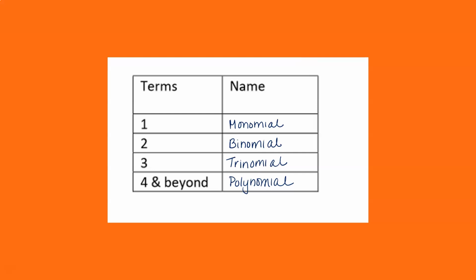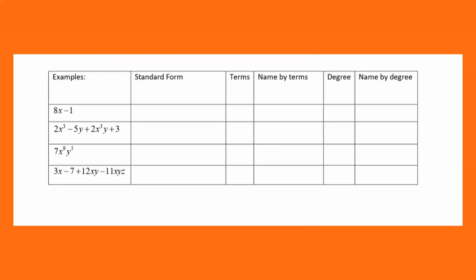All right, so we've got another chart to fill in. In standard form, we're going to list 8x minus 1 by degrees. So this is a degree of 1, and this is a degree of 0. It has 2 terms, so if you classify it by the number of terms, it's a binomial. The highest degree is 1.